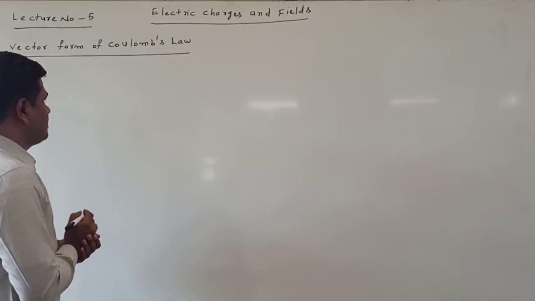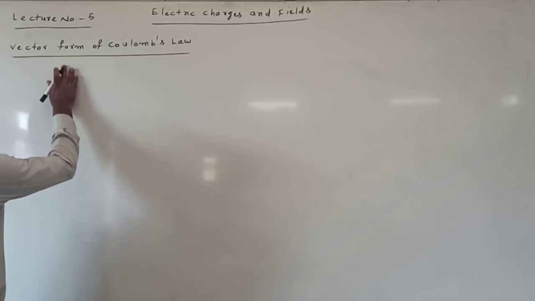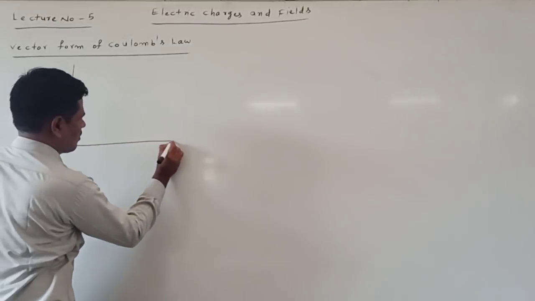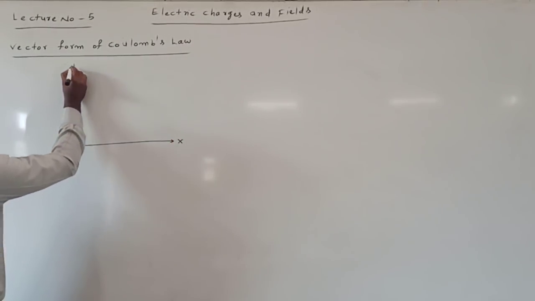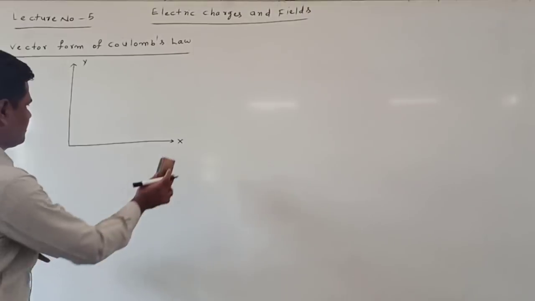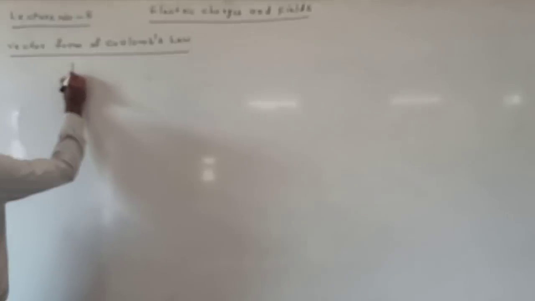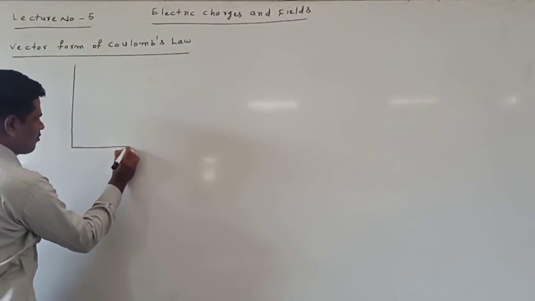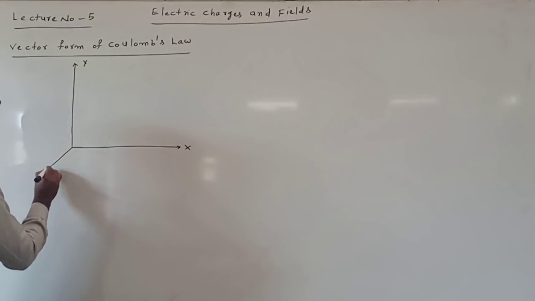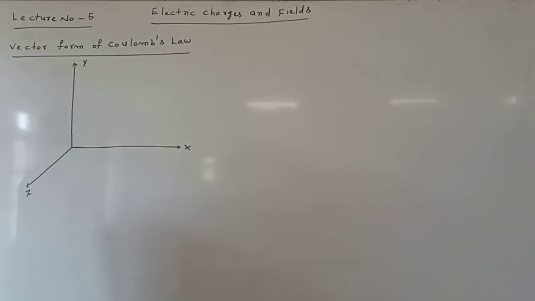Now see here, we take a three coordinate axis system. This is the x axis, this is the y axis, and this is the z axis. We have taken an x y z coordinate system here.